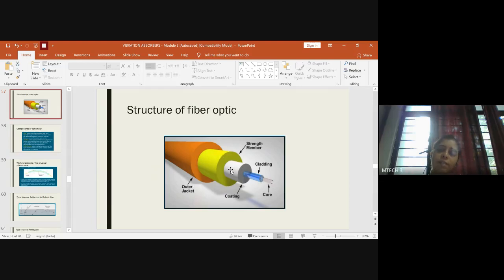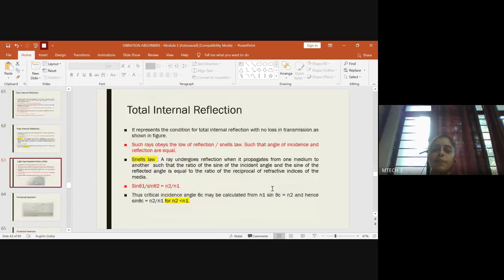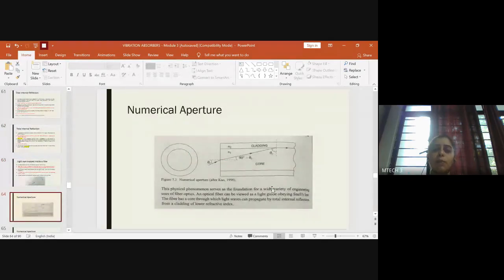This cladding will be compacted with the help of a strength member, and this will be covered by the outer jacket to safeguard the body. But these are the three important components. Associated with these three important components, you have to know about the numerical aperture. How does it operate basically?